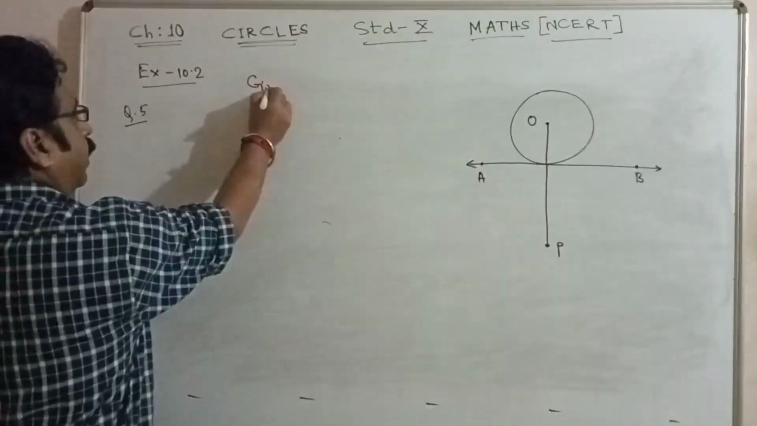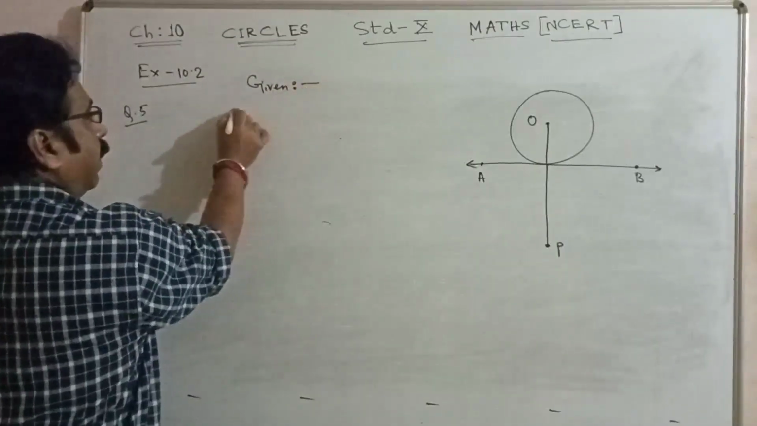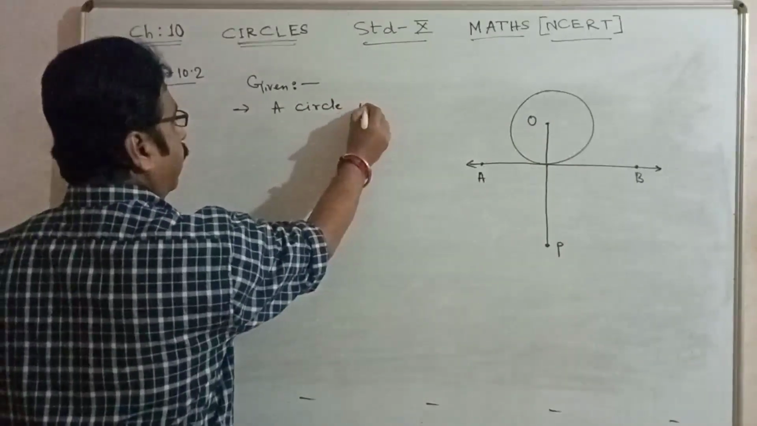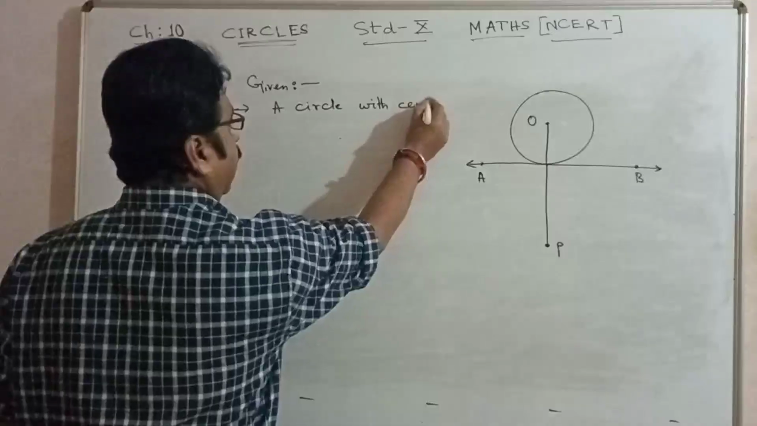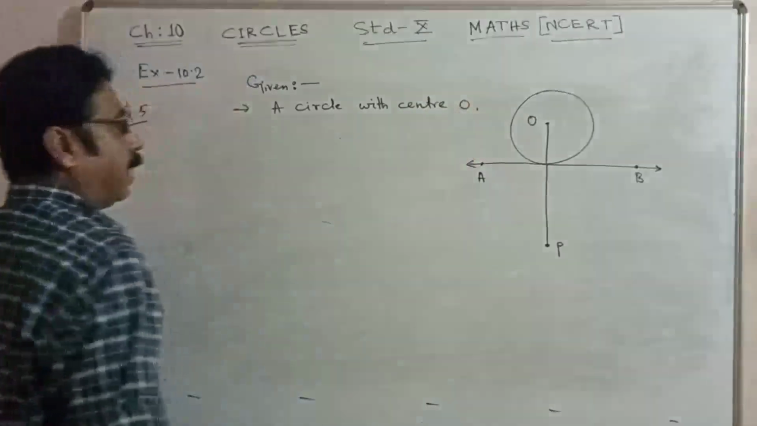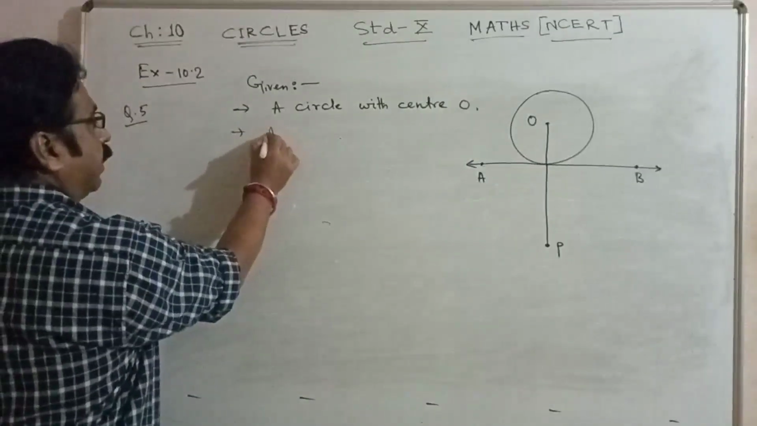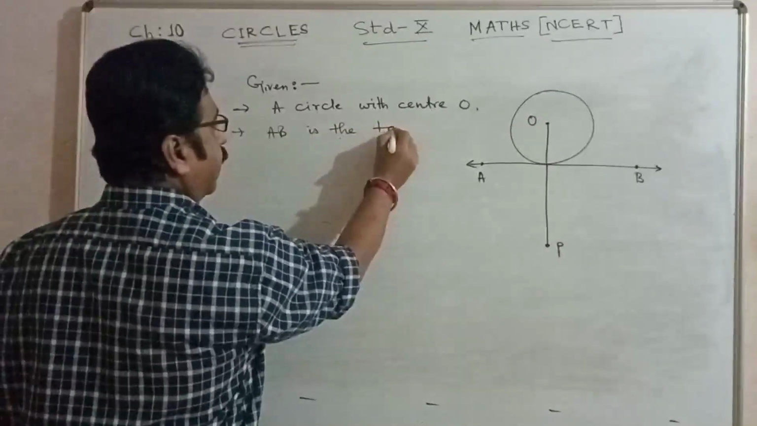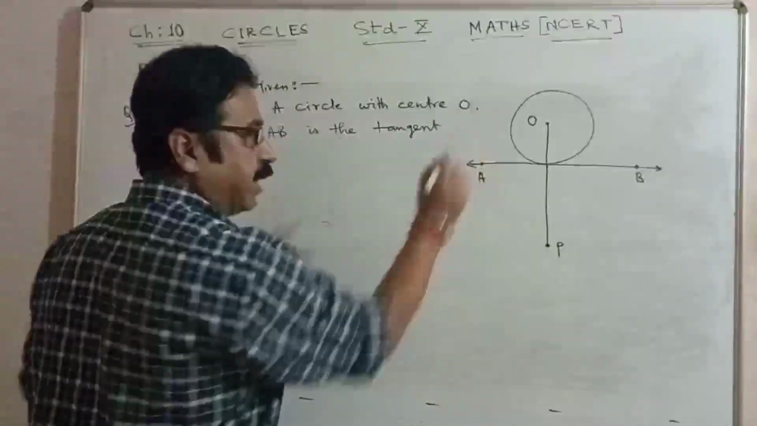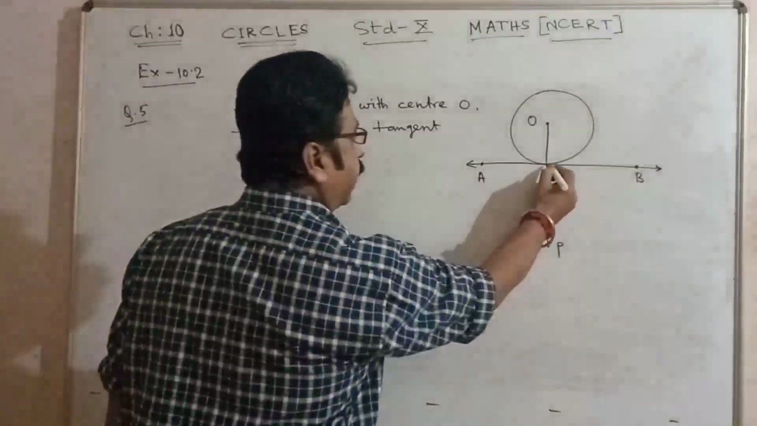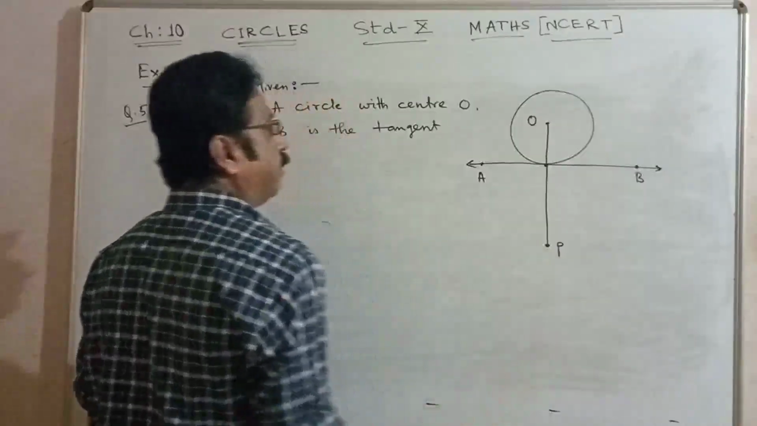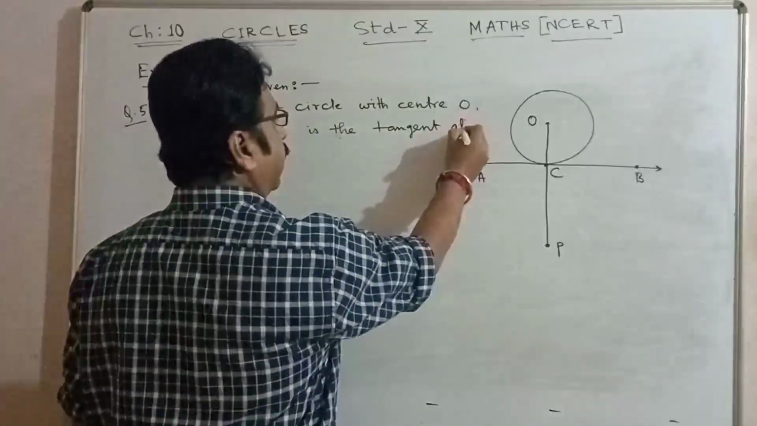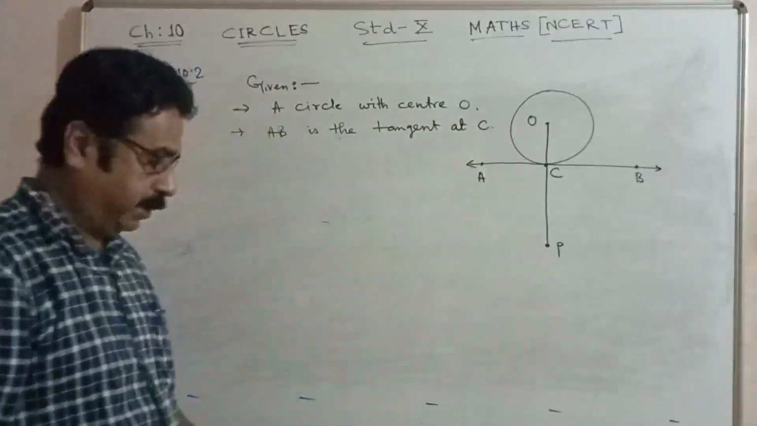Given a circle with center O. AB is the tangent to the circle at the point of contact. Suppose it is ABC at the point C.